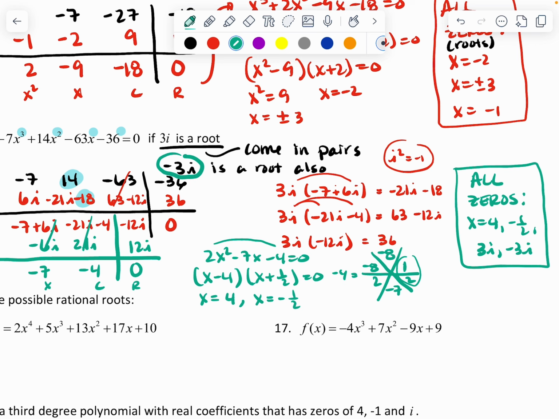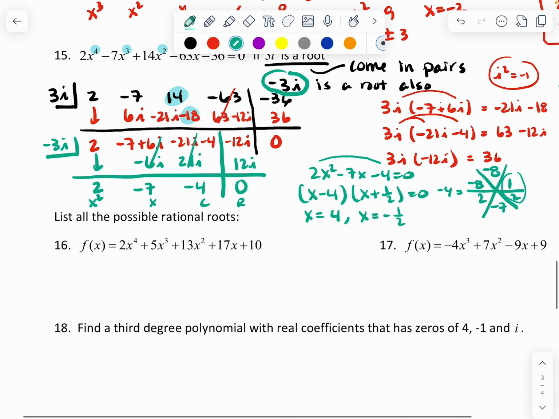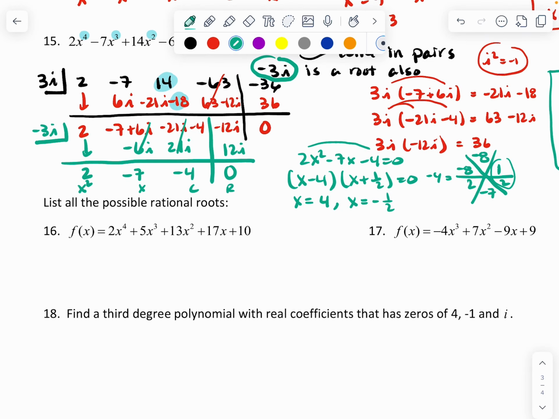All right. Okay, number 16 and 17, these guys aren't bad. List all the possible rational roots. So this is the p's over q's. Your p is going to be your 10, your q is going to be the 2. So list all the numbers positive and negative that go into 10. So that'd be 1, 2, 5, and 10. And then all the numbers that go into positive 2, positive and negative, are 1 and 2.